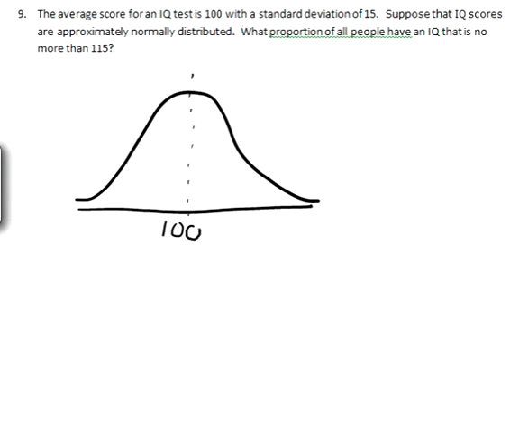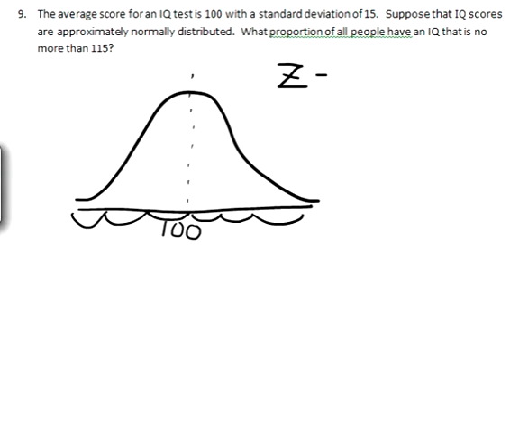Each of the jumps for the standard deviation then, which we should get approximately 3 of, going both up and down from the mean, should be 15 units. We want to know what proportion of all people have an IQ that is no more than 115. We can calculate this by first finding the z-score associated with the problem and then looking up that value on our applet.